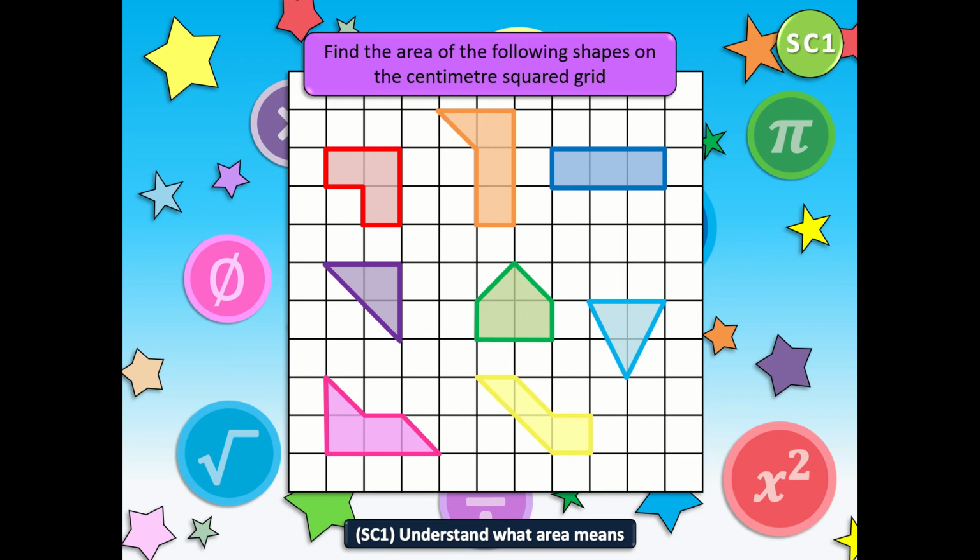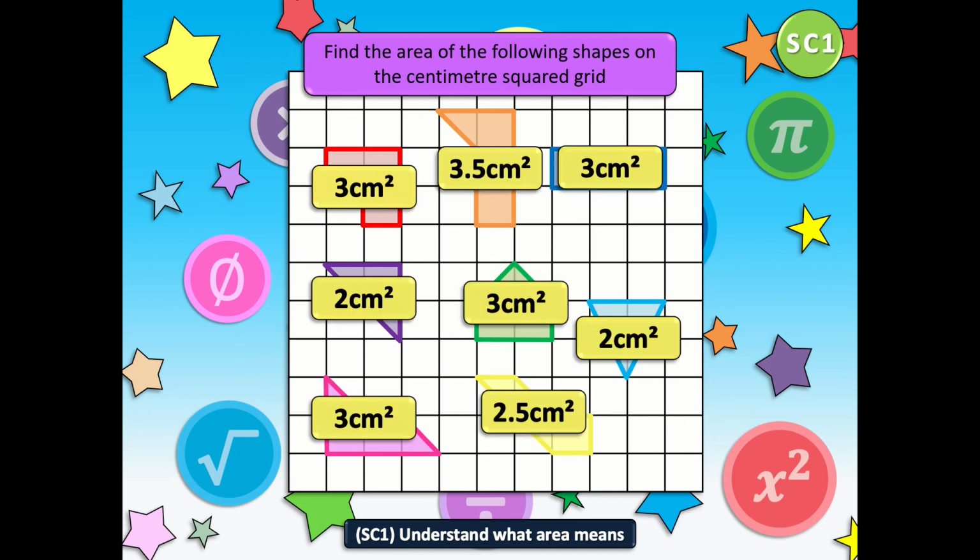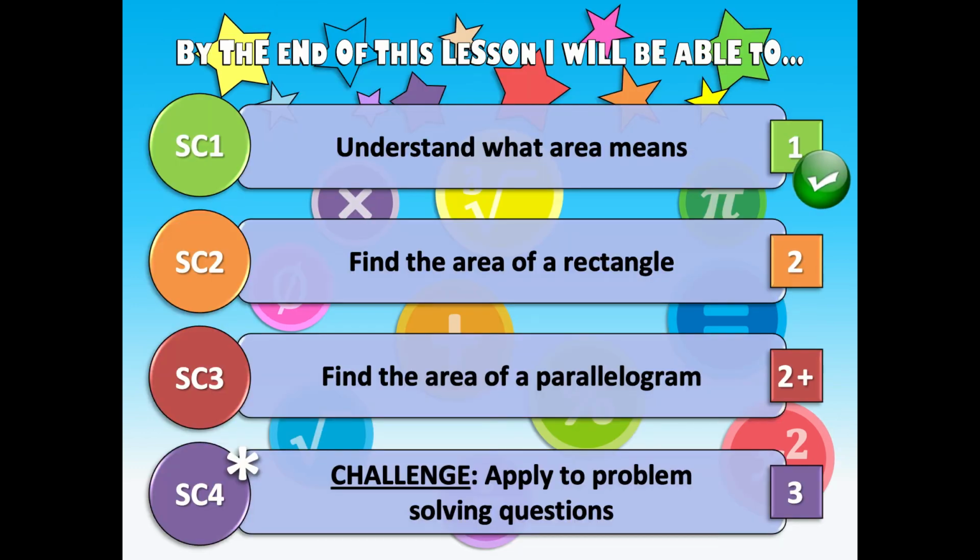Here are your answers, so you can mark those. And now we've completed success criteria 1. So now we're going to move on to number 2, and this is to find the area of rectangles.